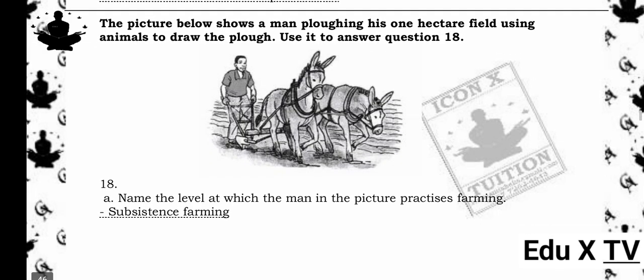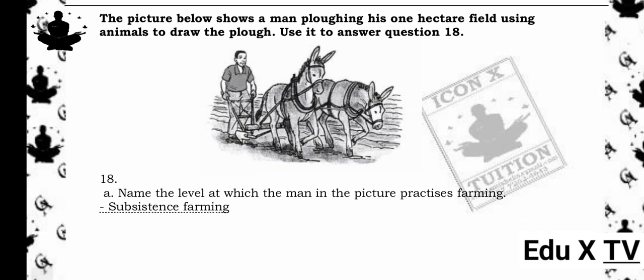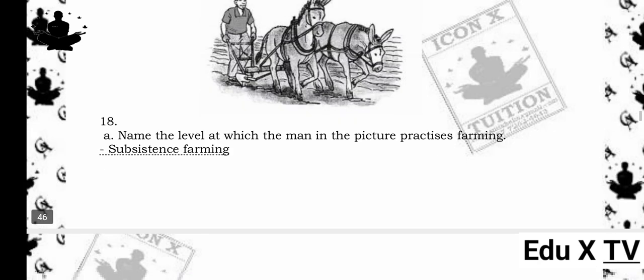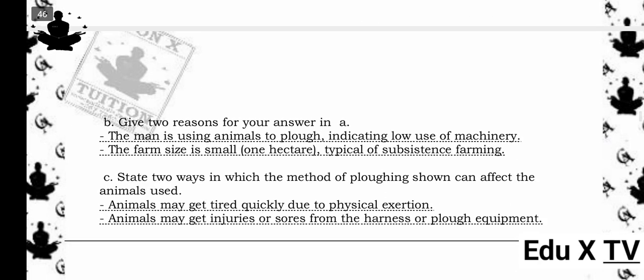The picture below shows a man plowing his 1-hectare field using animals to draw the plow. Use it to answer question 18. 18. A. Name the level at which the man in the picture practices farming. Subsistence farming. B. Give 2 reasons for your answer in A. The man is using animals to plow, indicating low use of machinery. The farm size is small (1 hectare), typical of subsistence farming.